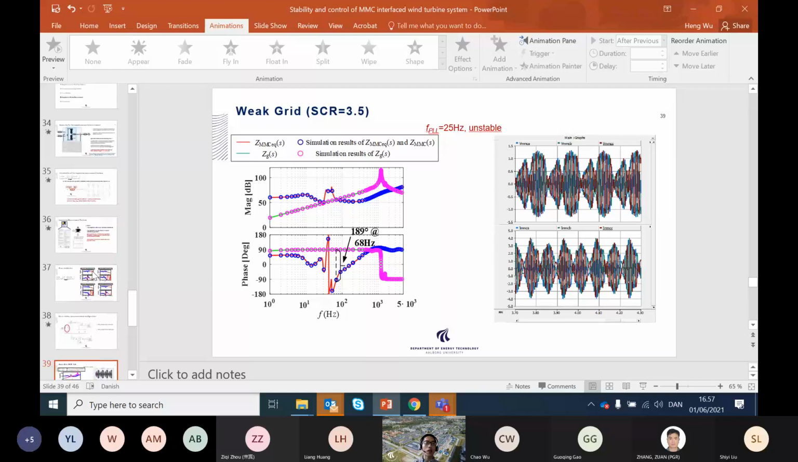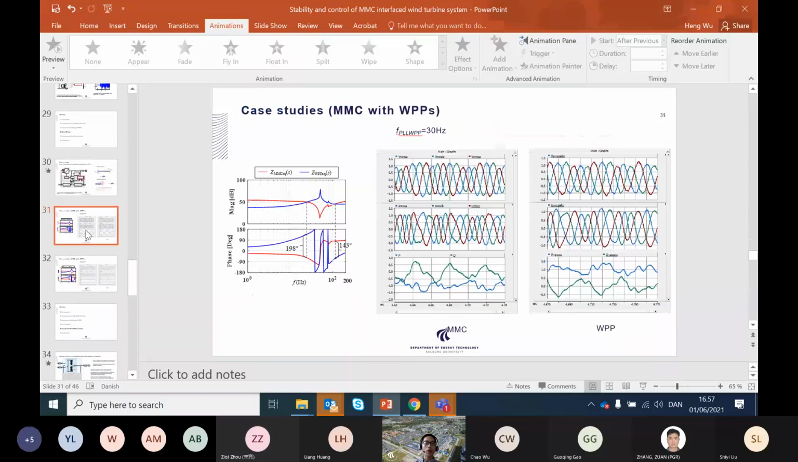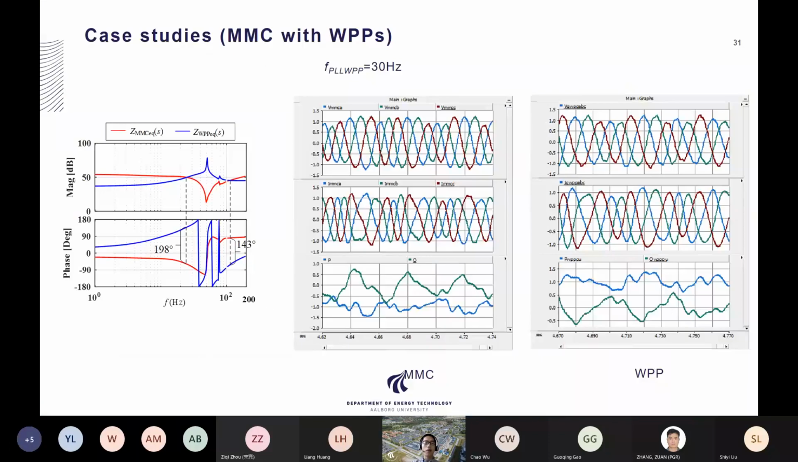Maybe, for example, I can go to that slide. Here you can see the impedance profiles of the MMC and the wind turbine. Although they are theoretically calculated, you can also obtain them from measurement. From these two impedance profiles, you perform the impedance-based stability analysis, and you know the system is unstable.